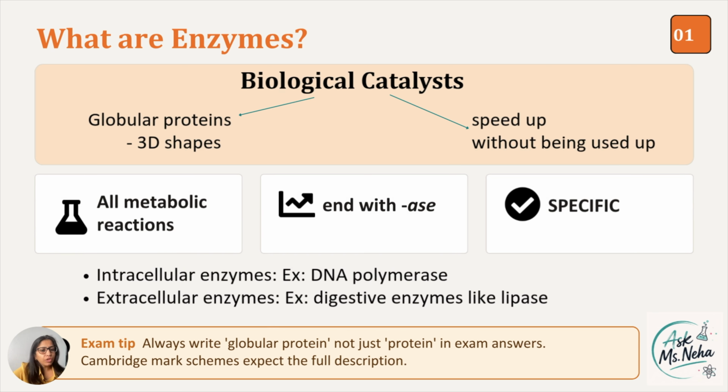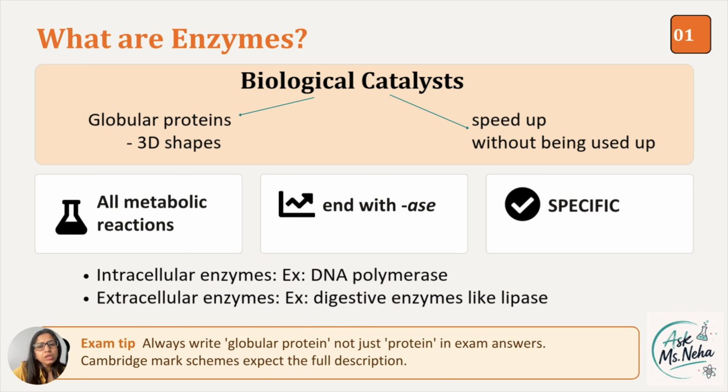So, enzymes, as we all know, are biological catalysts. The word biological is coming from enzymes are globular protein. They have complex 3D tertiary structures, which give them those specific shapes, making an enzyme specific to a substrate. Catalysts, just like chemistry catalysts, they speed up the reaction without being used up. The fun fact is that almost all the metabolic reactions, they are catalyzed by an enzyme.